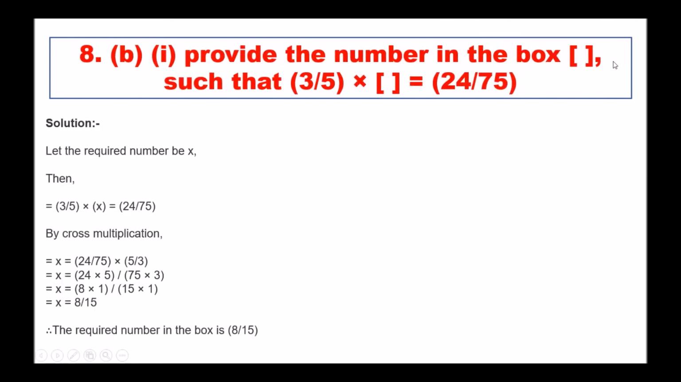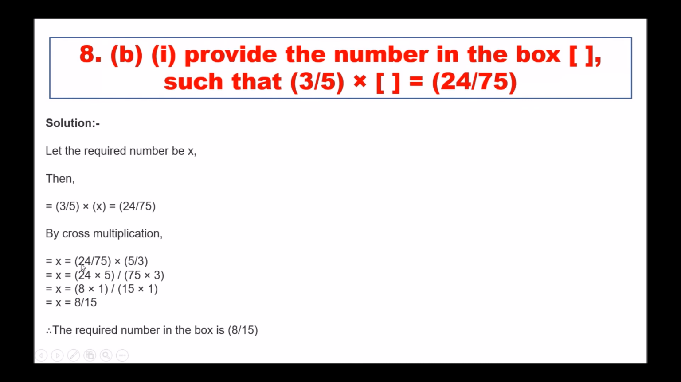Provide the number in the box such that 3 upon 5 into dash equals 24 upon 75. So let the number be x. So 3 upon 5 into x equals 24 upon 75. By cross multiplying, we find that x equals 24 upon 75 into 5 upon 3. We can cut 5 and 75 and 3 and 24.